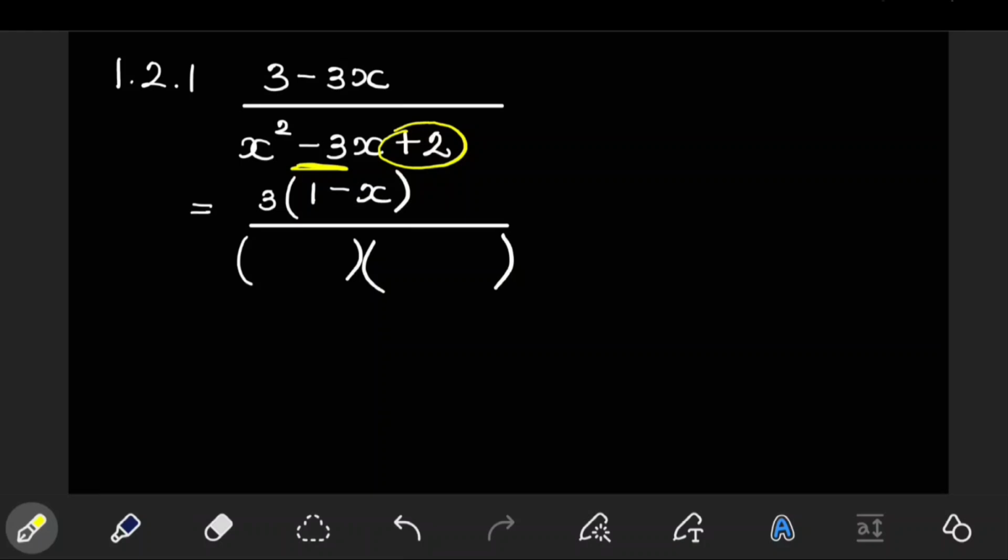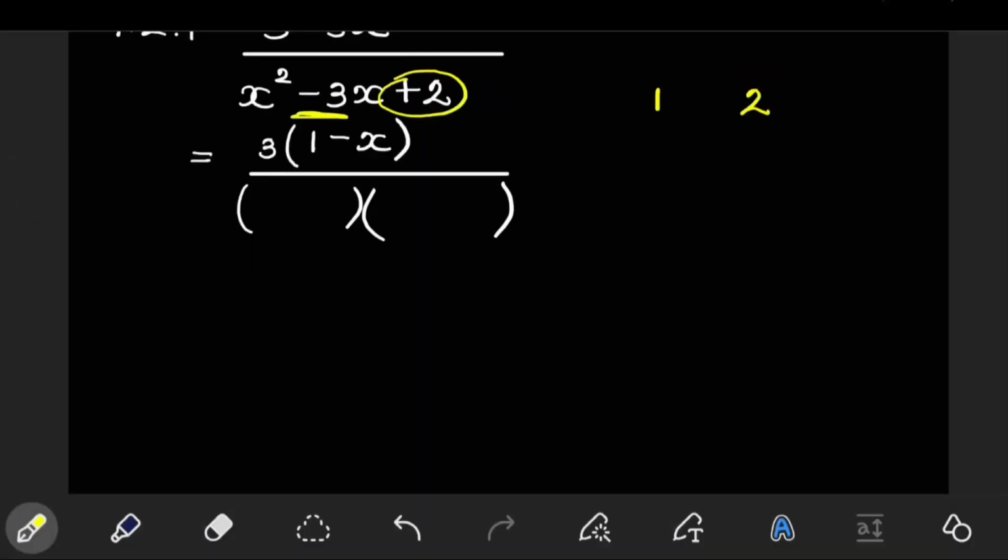Now 2 is a prime number, so its only factors are 1 and 2. However, when we add these values, we need to get negative 3, which means that both the 1 and the 2 need to be negative. So negative 1 times negative 2 gives you positive 2, and minus 1 minus 2 gives you minus 3. So in the first bracket, we're going to have x minus 1, and in the second bracket, x minus 2.